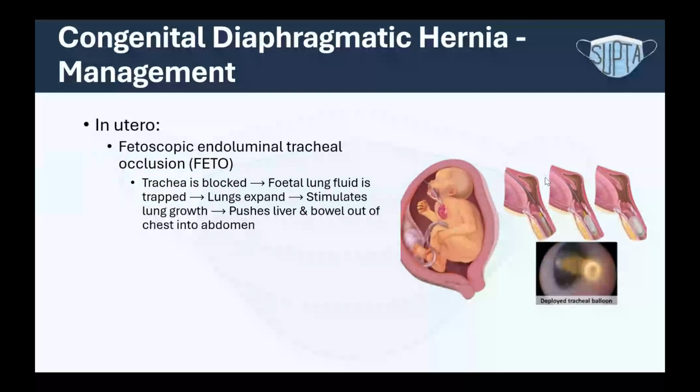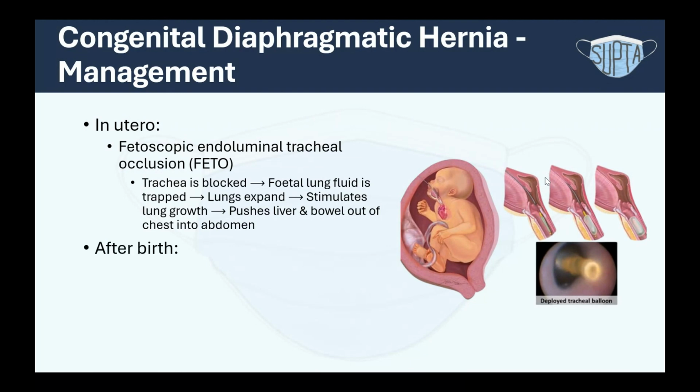So by doing so, the fetal lung fluid is blocked, and instead of escaping into the amniotic fluid, it is going to stay within the lungs and will promote lung expansion. This expansion is going to stimulate lung growth. Now, as the lungs grow, they are going to push the herniated abdominal viscera out of the chest and back to the abdomen, and it's going to relieve pressure off of the heart, and it's also going to allow for normal development. As I said, it's a really cool procedure. I would highly recommend watching an animation on how it works so that you can sort of better visualize what I'm talking about.